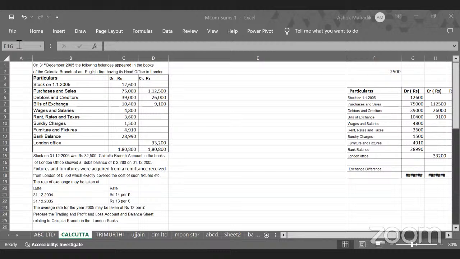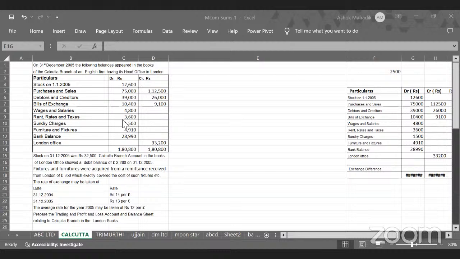So the reporting currency will be the currency of the head office, that is pounds. Clear? And the given trial balance is in rupees. So this time we have to convert the rupees trial balance into pounds. Is this clear, students? Now I have already told you that for different items of the trial balance, we have to use different rates.